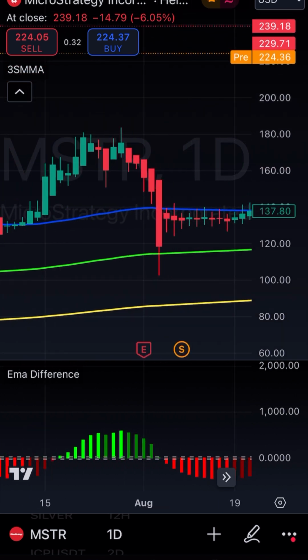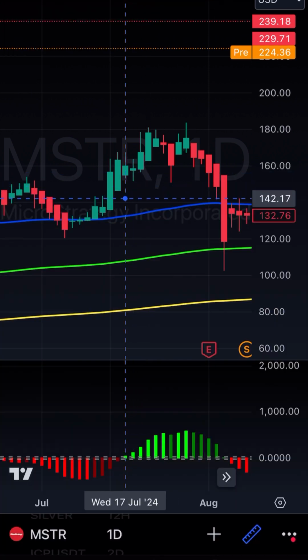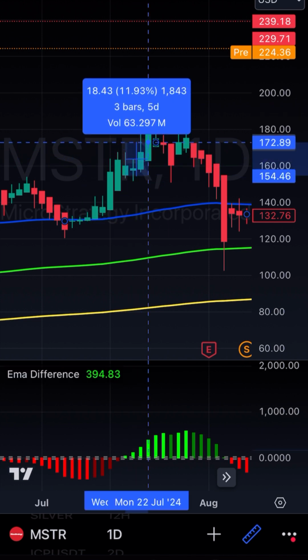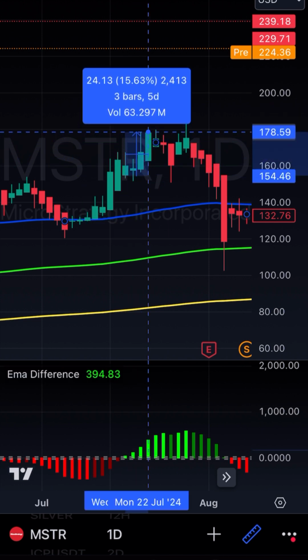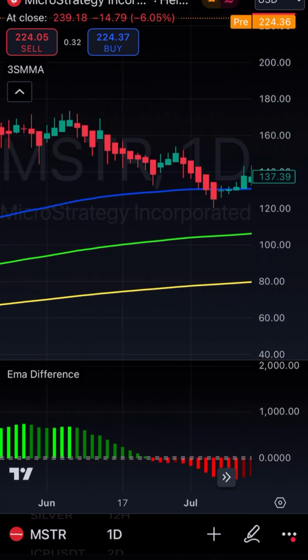You'll find big ones and you'll find small ones. So right here, if you came in right here, now this is going to be a small one, but this was just a couple days here. This was 5 days. You would have made about $2,400 in 5 days. So that's a small one.